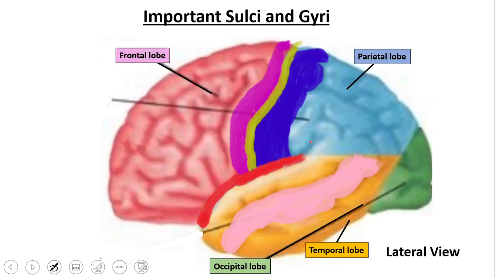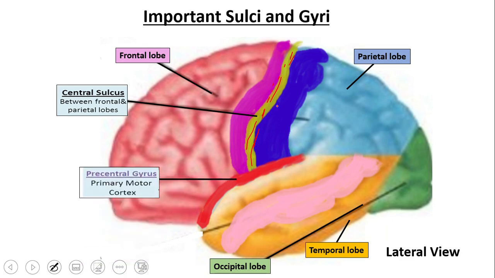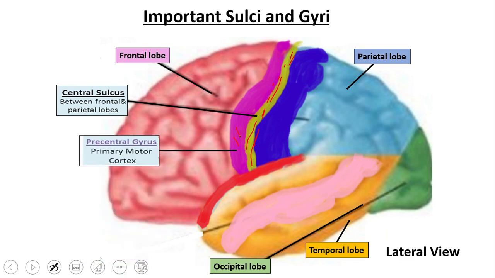Let's focus on some important sulci and gyri. So this is the central sulcus, and it is in between the frontal lobe and parietal lobe. So anything anterior to that central sulcus belongs to the frontal lobe. Anything posterior belongs to the parietal lobe. In front of the central sulcus, we have the precentral gyrus. Of course, this belongs to the frontal lobe, and this is responsible for our skeletal muscle movement. So it is a motor center. This is a primary motor center.